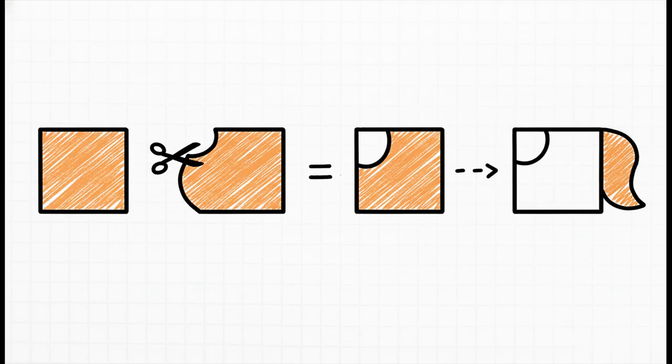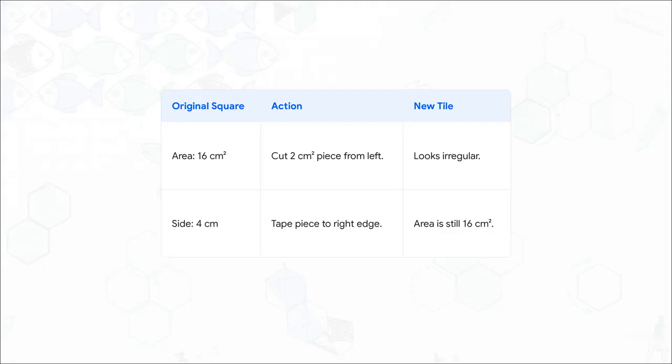Let me show you what I mean. So imagine you have a simple square. Let's say its area is 16. Now you snip a 2 centimeter piece off the left side and you tape it onto the right side. What's the new area? It's still 16. See? The area was just moved, not changed. This is the little bit of magic that lets us create those incredible, complex patterns.